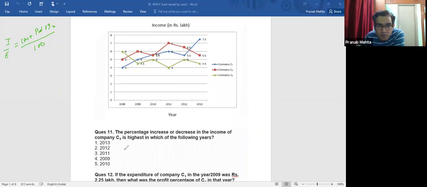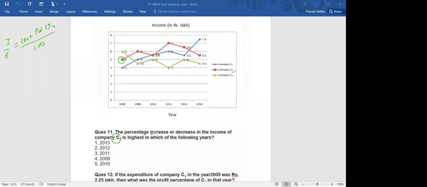First question. The percentage increase or decrease in the income of company C2. We are talking about company C2. Where is company C2? This is company C2. So this belongs to company C2. The percentage increase or decrease in income of company C2 is highest in which of the following years? The 2009?